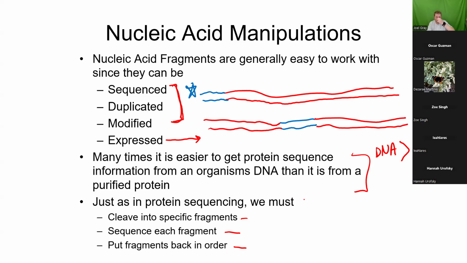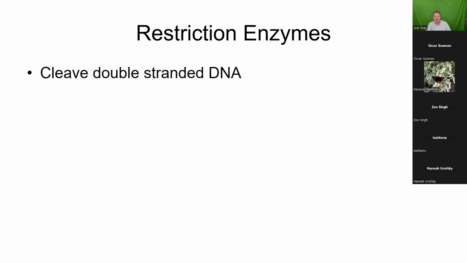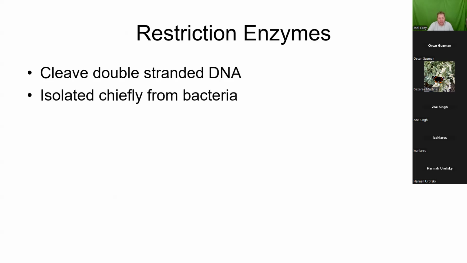So this requires me to basically cut and paste my DNA. And that's all something that you can do. And the way that you do that is with enzymes or proteins known as restriction enzymes. Now, restriction enzymes cleave double-stranded DNA. They have primarily been isolated from bacteria, and they are not exclusively purified from bacteria, but they're predominantly purified from bacteria. They can be modified, and there are some synthetic restriction enzymes or restriction endonucleases.